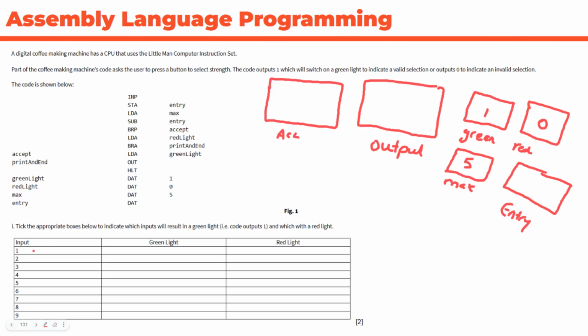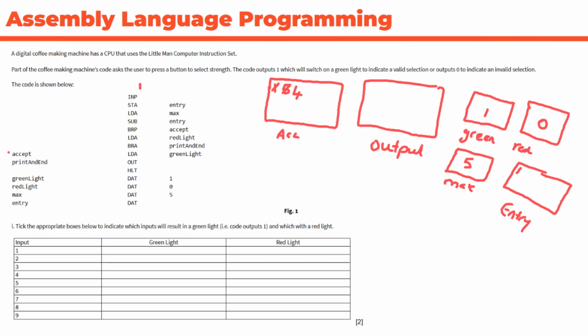We've got our inputs on this left hand side. We've got to fill the table in. The first input is 1. So I put 1 in there, and we store that value in the accumulator, and we store it in entry. So 1 gets stored in entry. Then it says LDA max. So we load max into the accumulator, and then it says sub entry. So we take 1 from 5, that gives us 4, and then it says BRP accept. So branch if positive. Is it positive? Well, 4 is positive, so jump to accept.